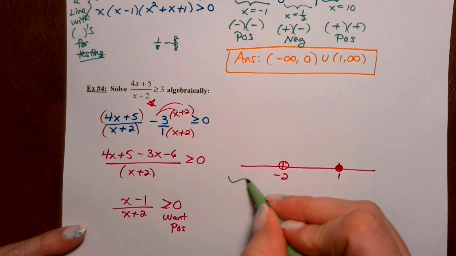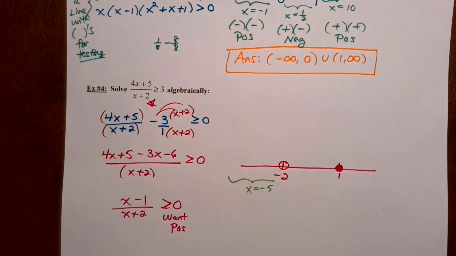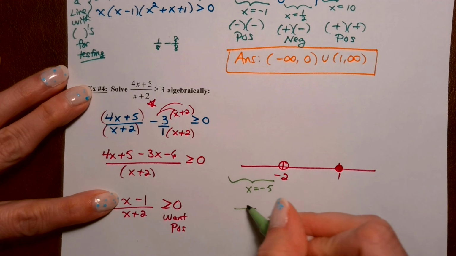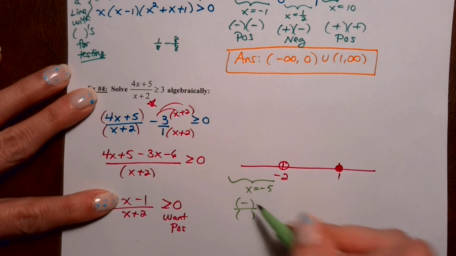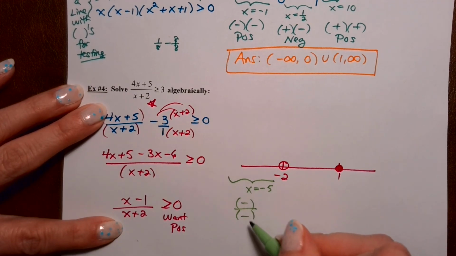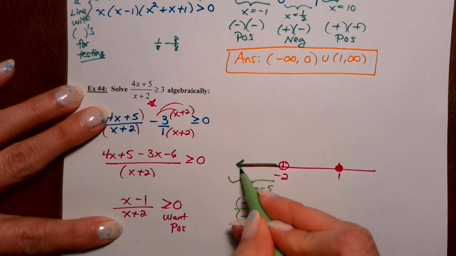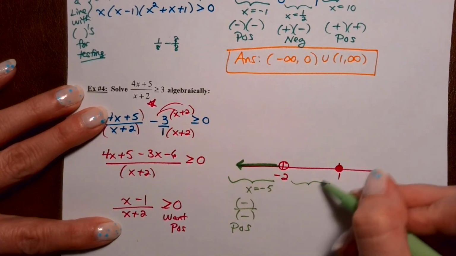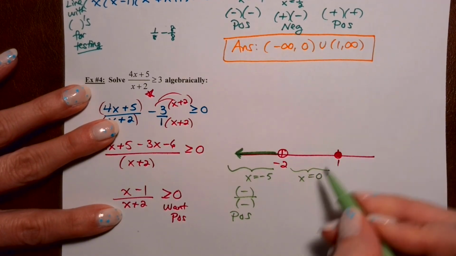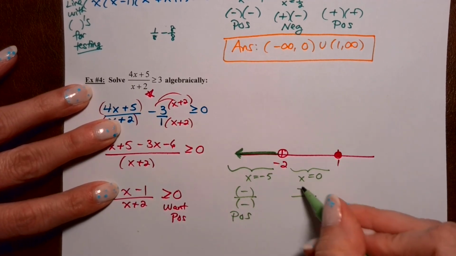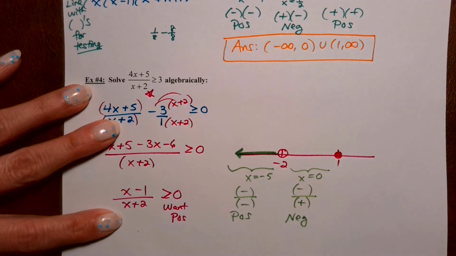Okay, let's test a number in this section right here. I'll do negative 5. Negative, so there's only going to be a numerator and a denominator. Negative 5 minus 1, negative 5 plus 2. That came out to be positive. Oh, that's what we wanted. We wanted positives. In this section, what would be the nicest, easiest number? Yeah, 0. I'm going to test 0. 0 minus 1, 0 plus 2. It's working out to be negative. It's not what I wanted.